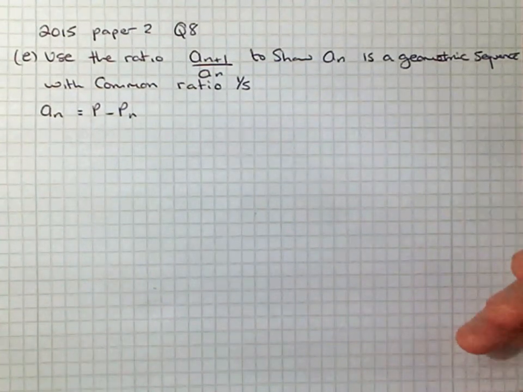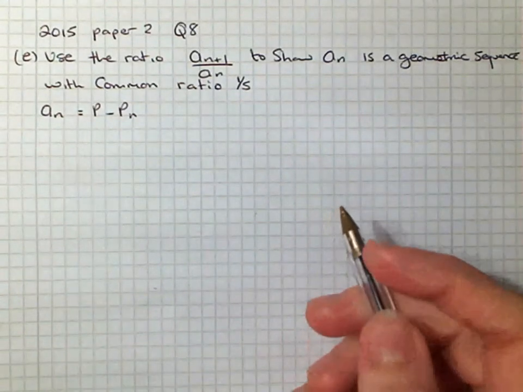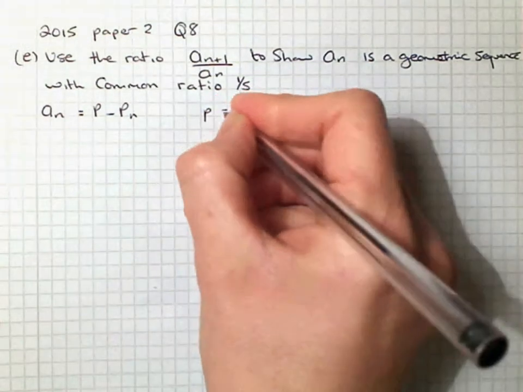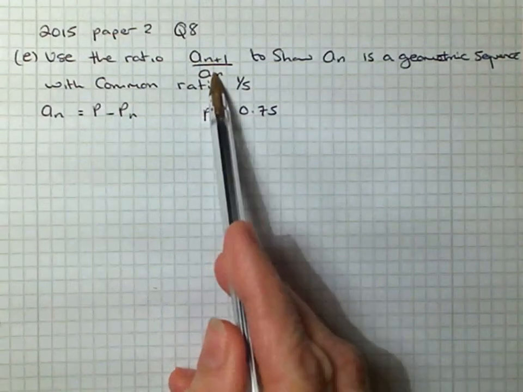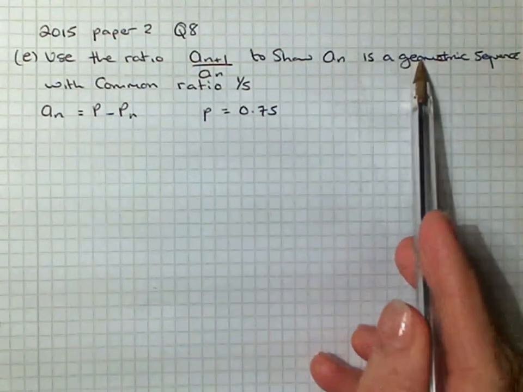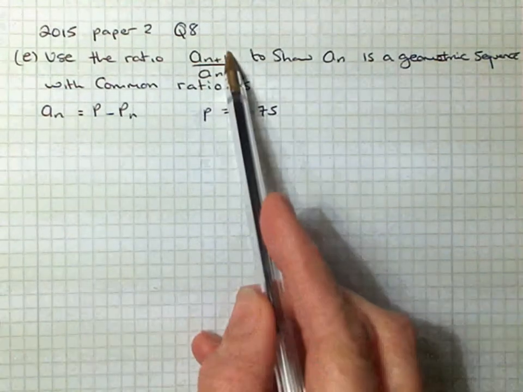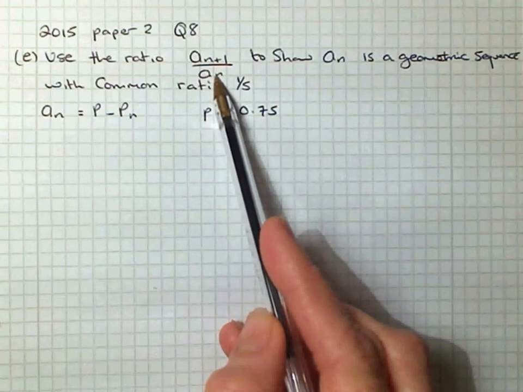2015, paper 2, question 8, part E. For all positive integers n, let an equal p minus pn, where we're told that p is equal to 0.75. We're asked to use this ratio to show that an is geometric and has a common ratio of a fifth. Okay, so bring it back into sequence and series, an plus 1 all over an.